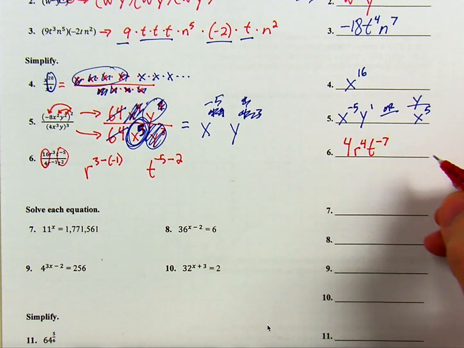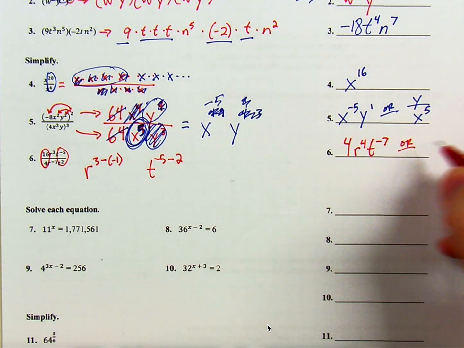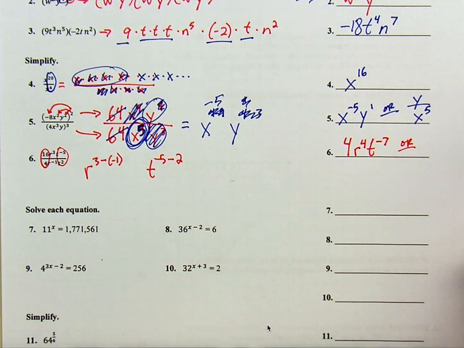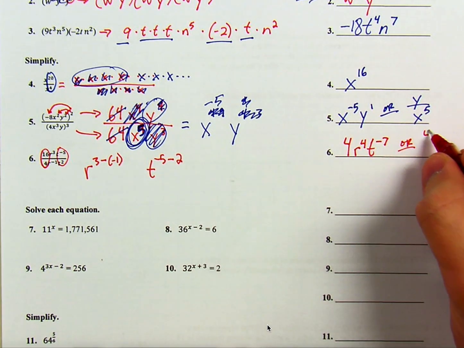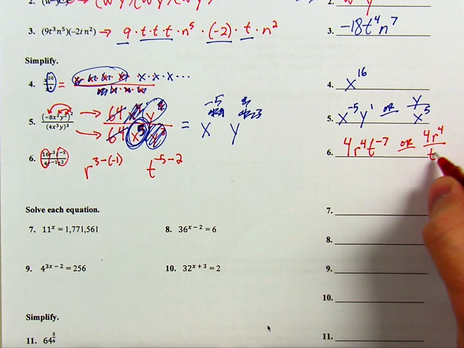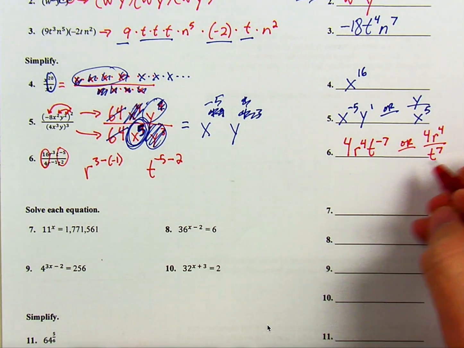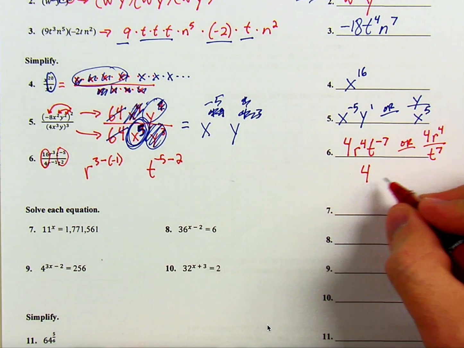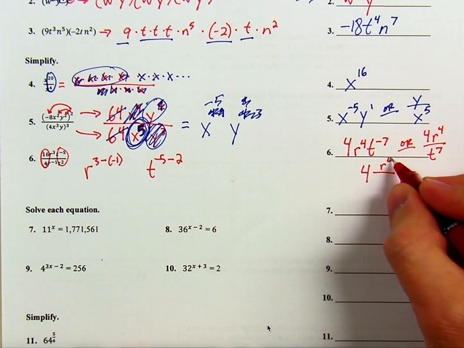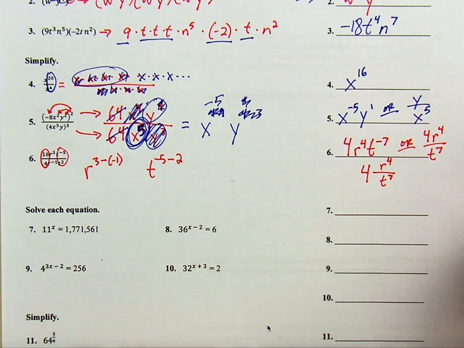And you can write it like that, or if you want to write it fractiony style, that tells you that there's a 4r to the 4th on top, and then a t to the 7th on the bottom. There's 7 t's on the bottom of that. Or you could even, if you wanted to, write it with a 4 in the front, and then an r to the 4th and a t to the 7 on the bottom. I guess they're all just different ways of writing the same thing. Okay, so those are some basic exponent problems there.